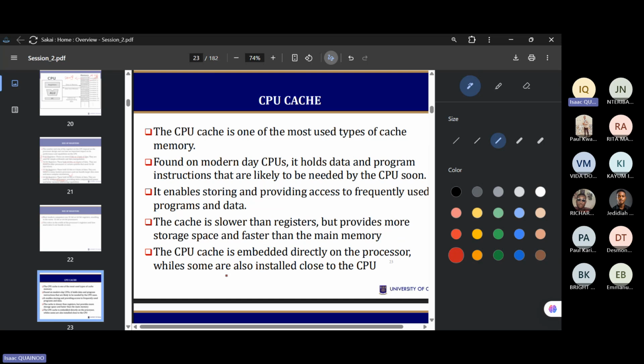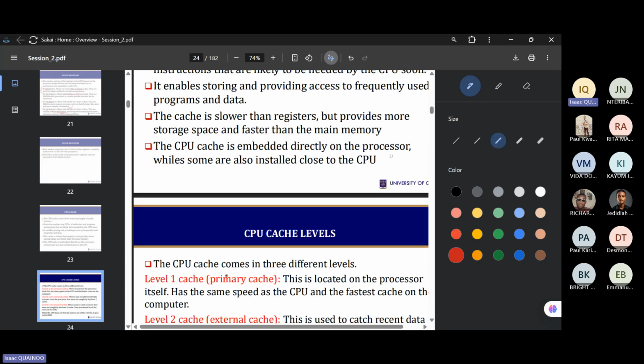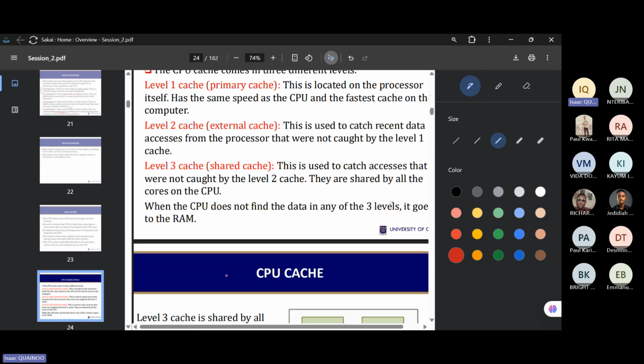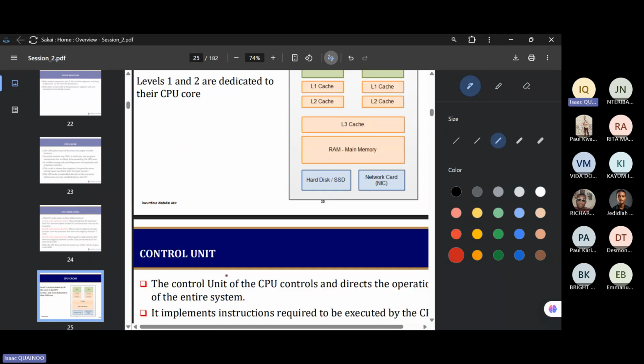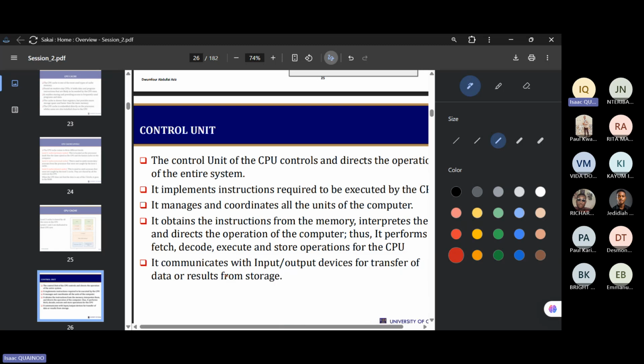The cache is slower than registers, but provides more storage space and is faster than the main memory. The CPU cache is embedded directly on the processor, while some are also installed close to the CPU. So we will have to talk more about cache because cache memory is a whole field on its own. But with the time now, I believe that we are limited.